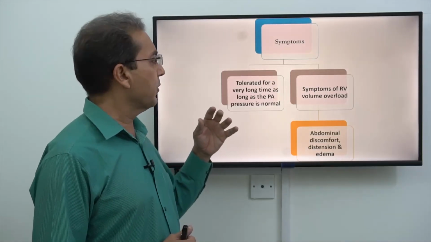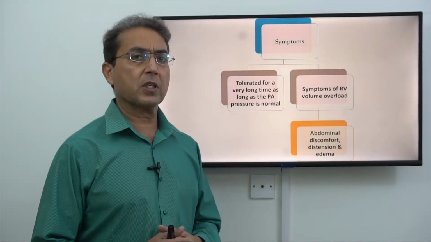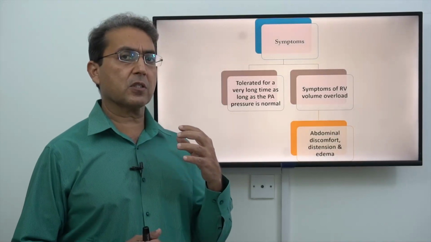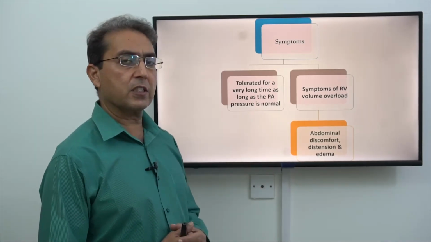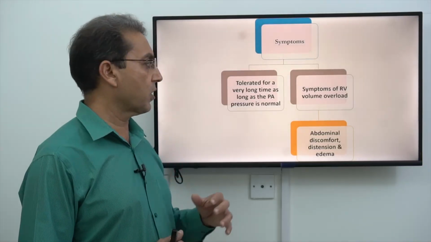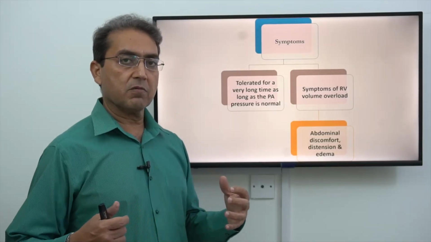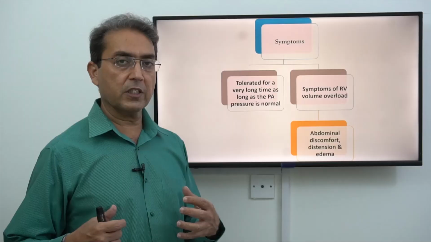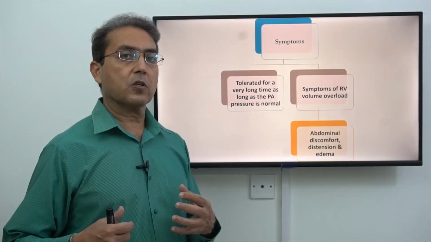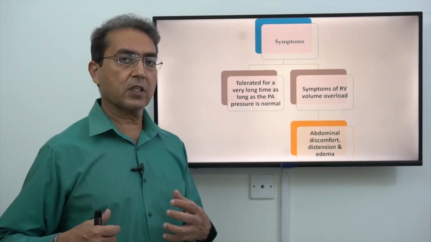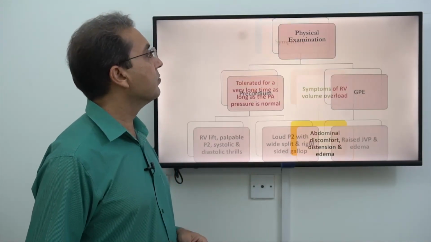Symptoms are usually not seen, as this lesion is tolerated for a very long time, as long as the pulmonary artery pressure is normal. When the pulmonary artery pressure starts rising, the patient may start having symptoms. The symptoms are because of right ventricular overload. Now, what are these features? The patient has abdominal discomfort because of fluid retention. There is increased circulating volume. The back pressure in the right ventricle is shifted to the vena cava, and that results in hepatic congestion. There may be ascites, and the patient may have edema as well.